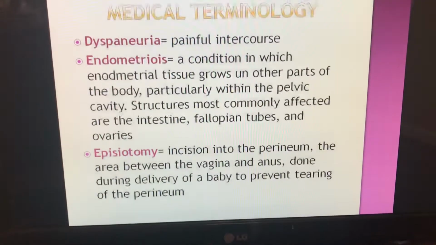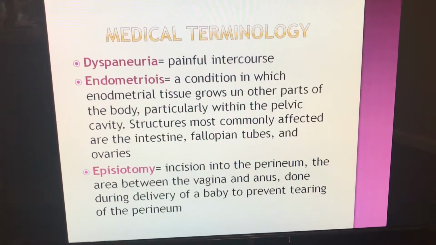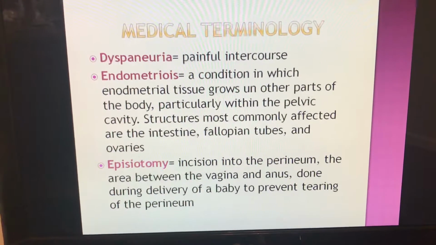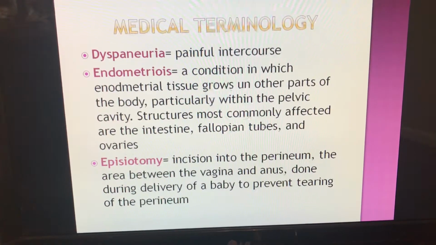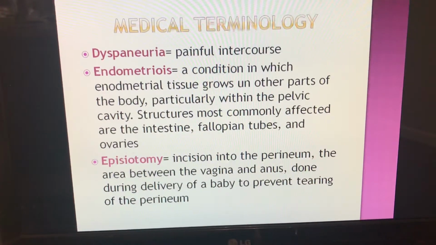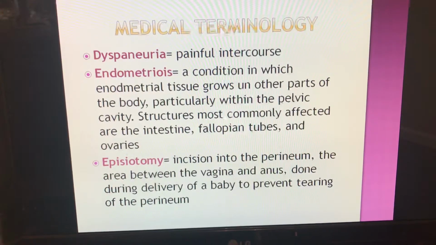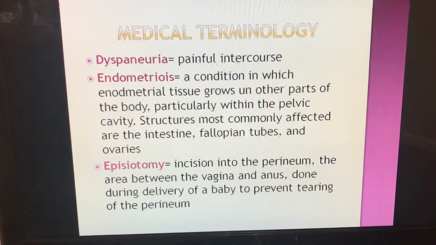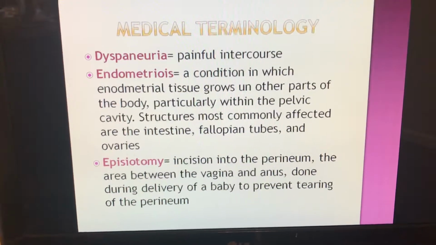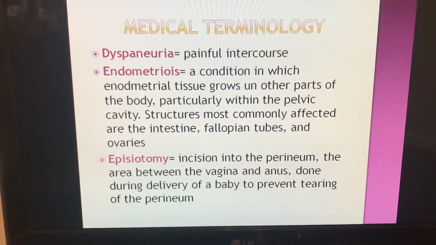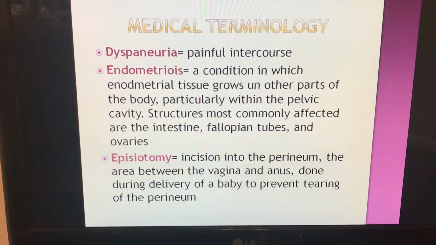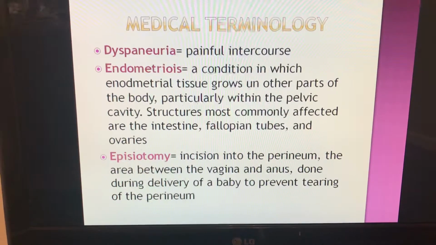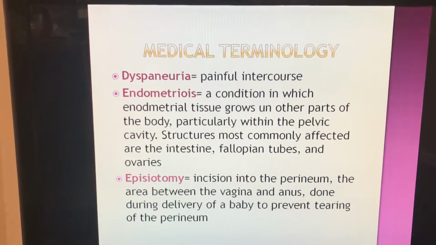So, other medical terms. You have dyspareunia. This is painful intercourse. Endometriosis is a condition in which the endometrial tissue grows in other parts of the body, particularly within the pelvic cavity. Structures most commonly affected are the intestine, fallopian tubes, and ovaries. You have episiotomy. This is the incision into the perineum, the area between the vagina and anus, and this is done during delivery of a baby to prevent the tearing of the perineum.